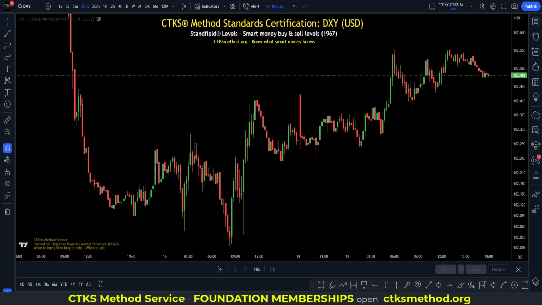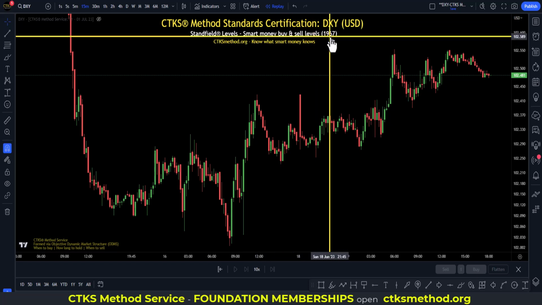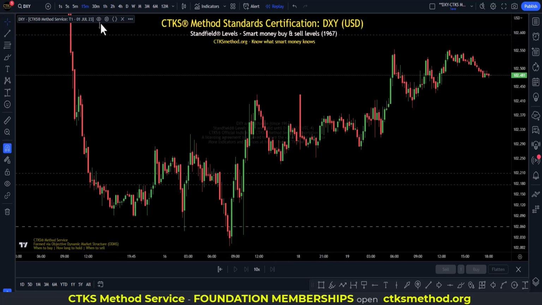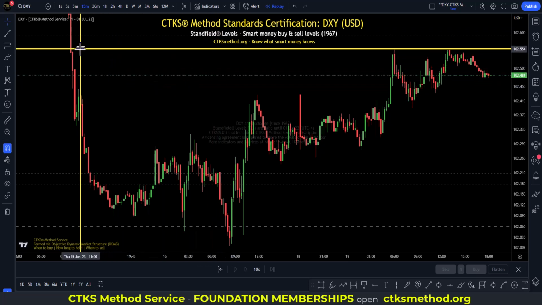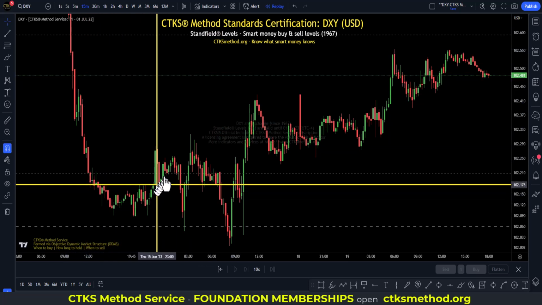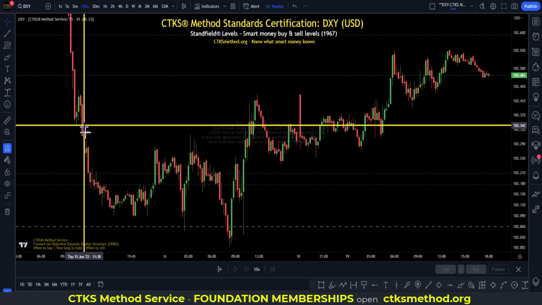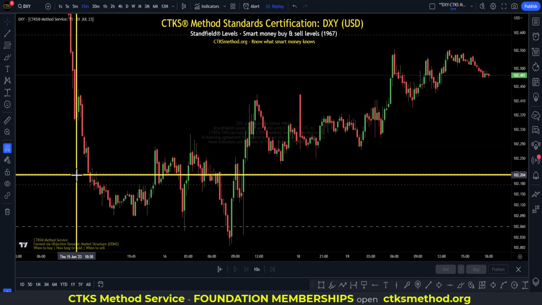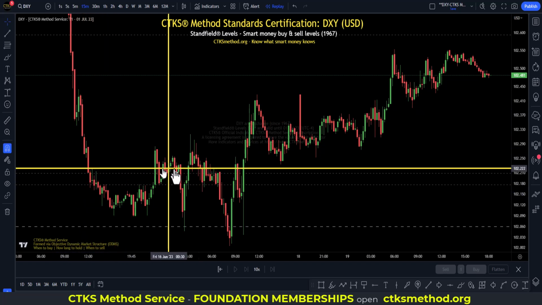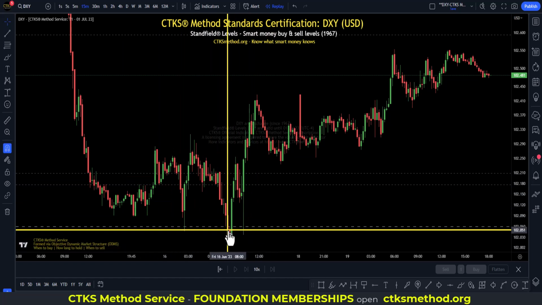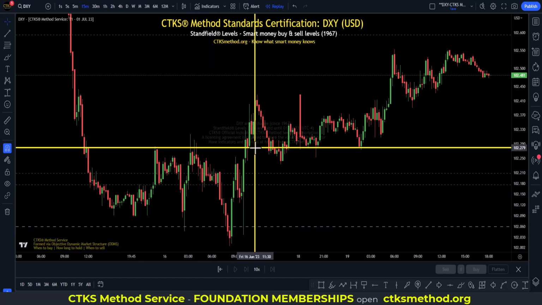With the CTKS method, we mark up objective dynamic market structure from the inception of price history. The output is this indicator, which is available from inside the CTKS method service. Objective dynamic market structure is continuously changing, and this is one of the things that throws a lot of people out. When we look at the DXY, it sold down really hard, but it sold down to safety nets. The greater the confluence of safety nets, the higher the probability of a reversal.